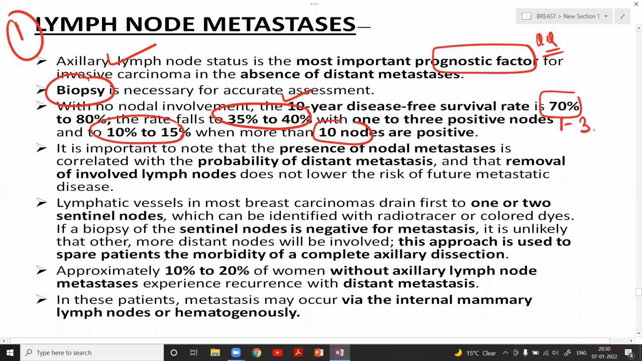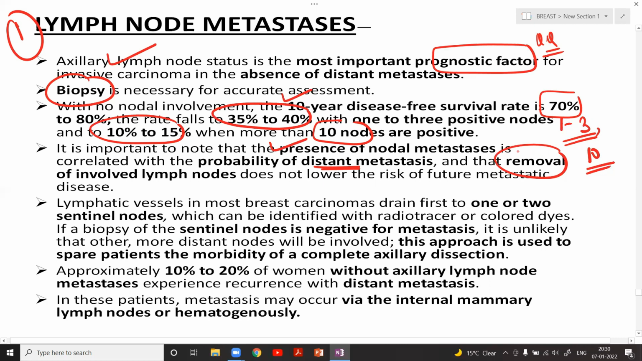Now, why are we using 1 to 3 and 10 nodes? Because this is how the staging and the grading is also done. So if the number of involved lymph nodes increases, then the prognosis also becomes worse. Also very important, the presence of nodal metastasis is correlated with the probability of getting a distant metastasis. Just remember, removal of the involved lymph node does not lower the risk of future metastasis.